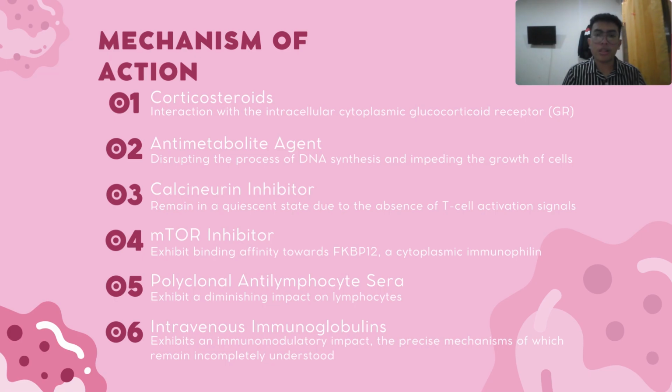The fifth one is polyclonal anti-lymphocyte sera, with the mechanism of action being a diminishing impact on lymphocytes. And the last one is intravenous immunoglobulins, with the mechanism of action being an immunomodulatory impact, but the precise mechanism of which remains incompletely understood.